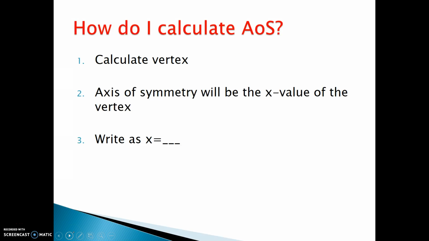Okay, so how do I calculate the axis of symmetry? It's pretty easy. Once you've calculated the vertex, the axis of symmetry is simply going to be the x value. So once we have our vertex, our x comma y, our axis of symmetry is just going to be that x value. We always like to write our axis of symmetry as x equals and then whatever value that may be.